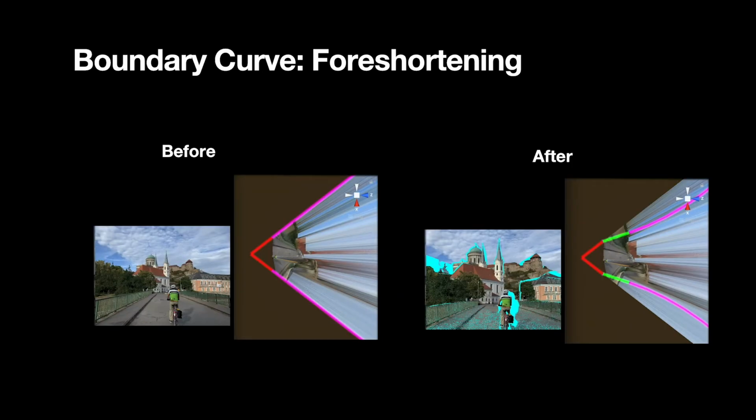Here's a before and after comparison. The effect of decreasing foreshortening is that the bridge appears more compressed in depth. And you might notice that by making this change, the church in the background is also brought closer.